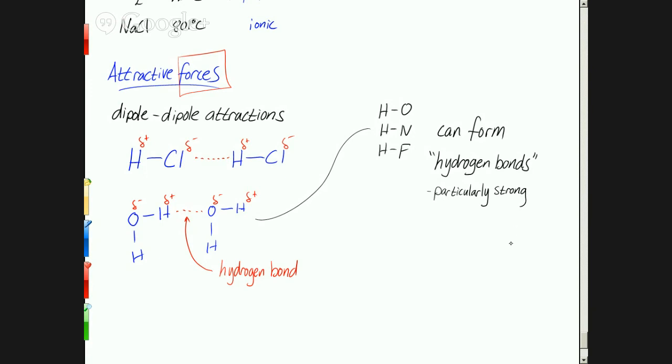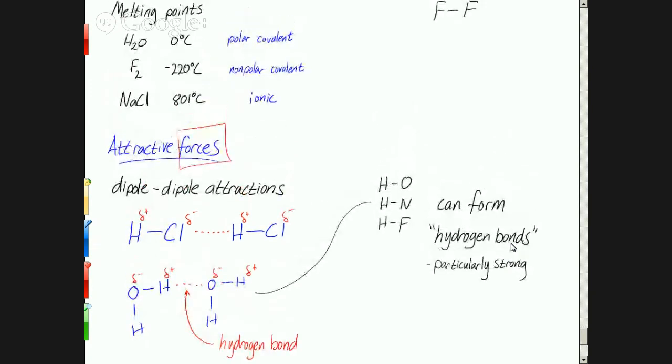The reason they're particularly strong is that oxygen, nitrogen, and fluorine are the most electronegative elements. So they have the biggest separation in charge between hydrogen and the element, and they make the biggest dipole, the strongest dipole. That's why things like water have special properties that other things don't. For instance, water has a much, much higher melting point than HCl. HCl's melting point, we'll add that to the list here, is minus 115. So a much lower melting point.